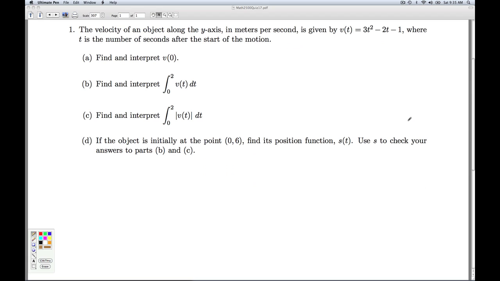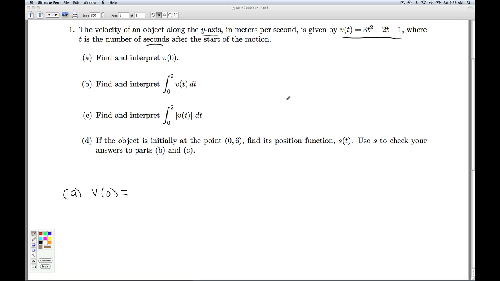Number 1. We're told the velocity of an object along the y-axis in meters per second is given by this function, where t is the number of seconds after the start of the motion. So in part A, we're asked to find and interpret v of 0.